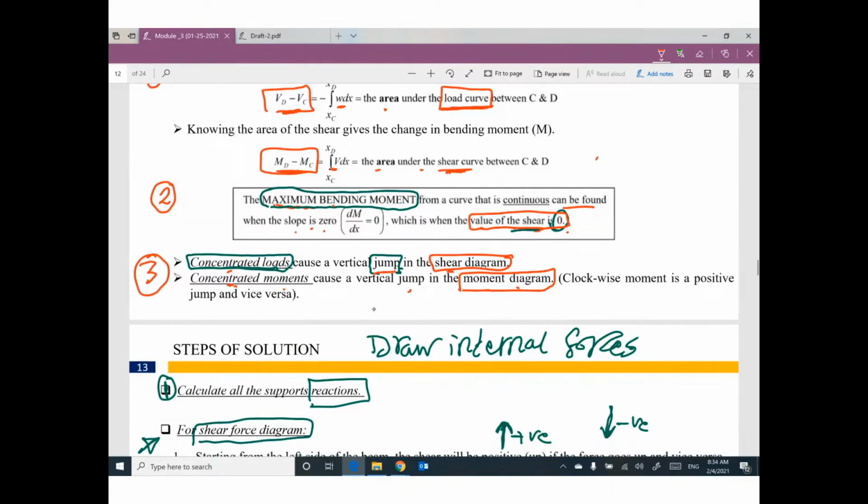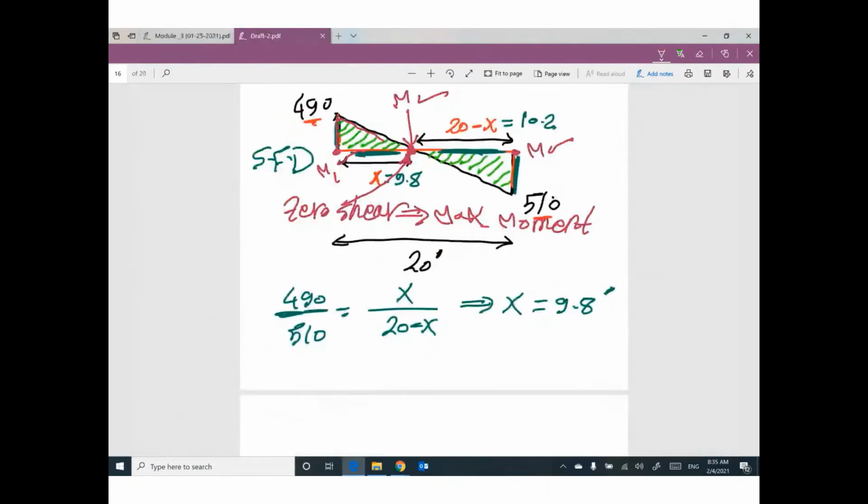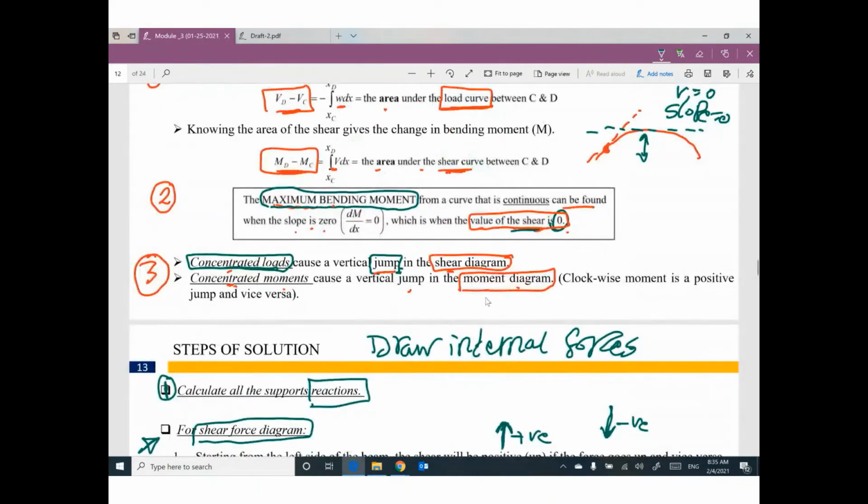Do you remember that when I told you if you have a parabola, at this location we have a tangent and this tangent has a slope. But at the highest value of this parabola, the tangent will be horizontal. That means the slope equals zero. That means shear equals zero. This is what I did here. If you have zero shear, we can expect the highest value of the parabola. Anyway.